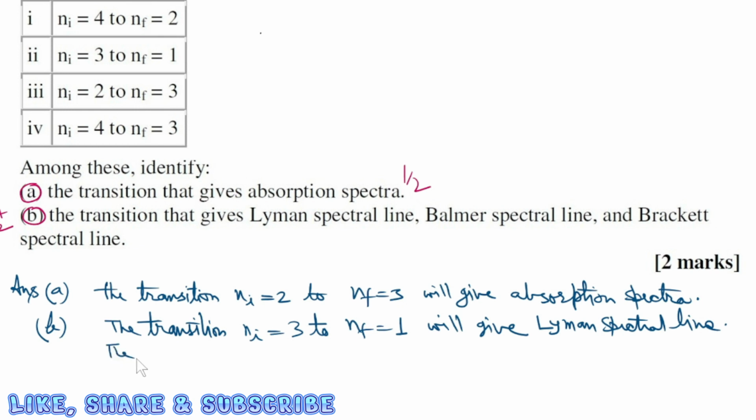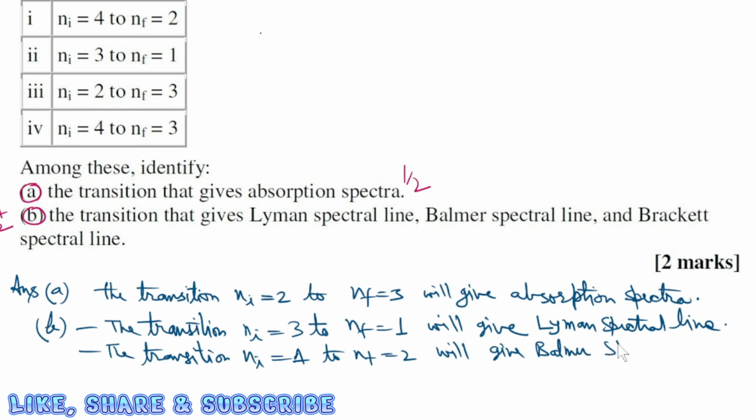The transition ni equals 4 to nf equals 2 will give Balmer spectral line. You should be able to recall that Balmer spectral series is obtained corresponding to transition from any higher orbit to the lower orbit n equals 2.